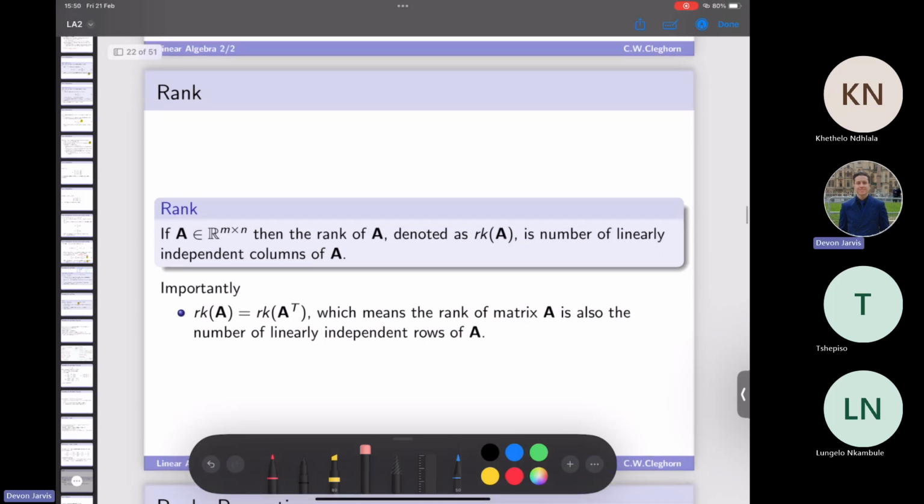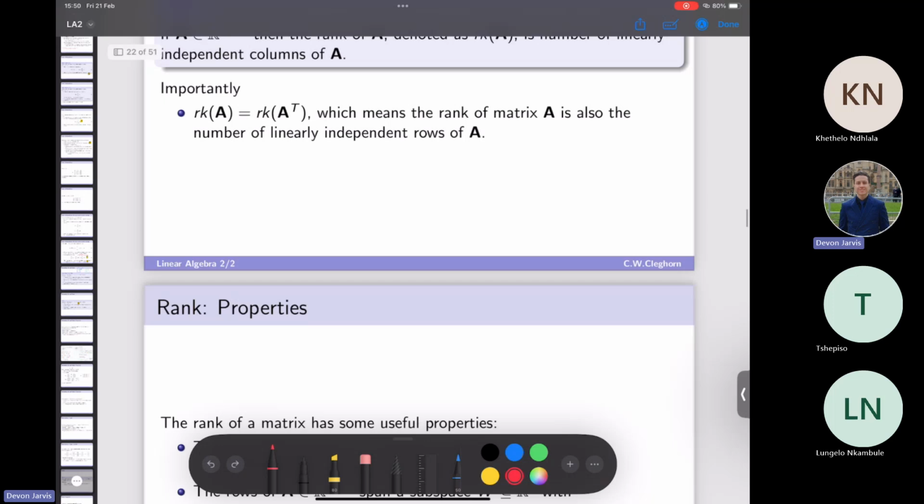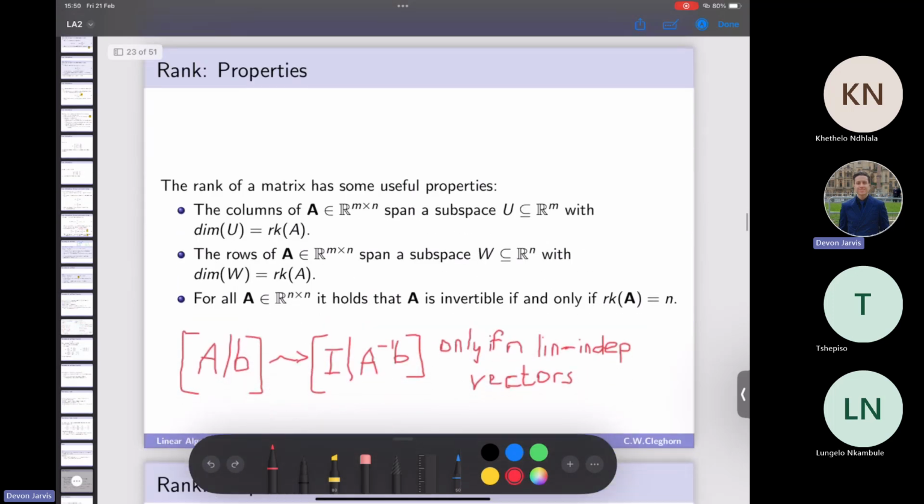All right, and then another definition is the rank of a matrix, and rank is important, especially as we go further into singular value decomposition. So let A be an n by n matrix, then the rank of A, denoted as rk, which is written differently to the dimension, is the number of linearly independent columns of A. It's also important to note that if you transpose A, the rank will stay the same. So the rank of a matrix is also the number of linearly independent rows of A. And we'll prove that probably next week. We'll get to what's called the rank-nullity theorem, and it kind of combines all of those intuitions.